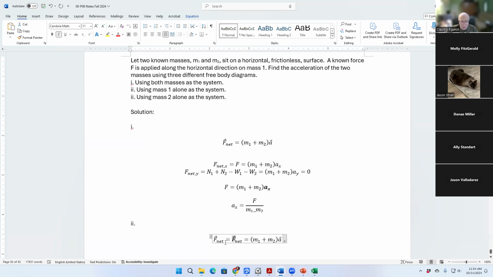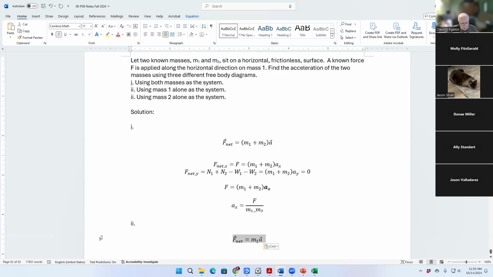Now let's do it this way. Here you go. M1 times A, right? Because I have chosen mass number 1 to be my system. Did you notice here? In the previous problem, we used the 2 masses as our system. Consequently, we had to account for the net mass on the right side. But now that we are considering only the mass number 1 as our system, then I have to have mass 1 only on the right side.